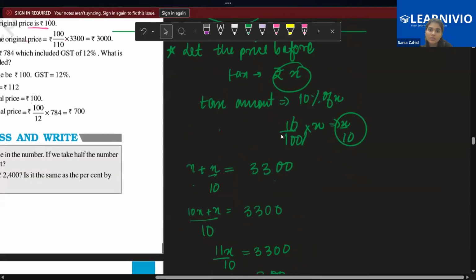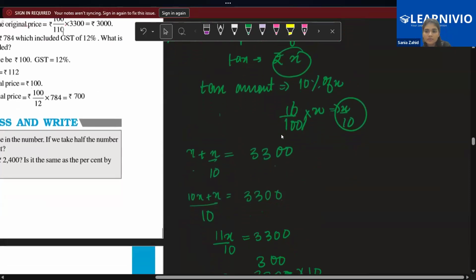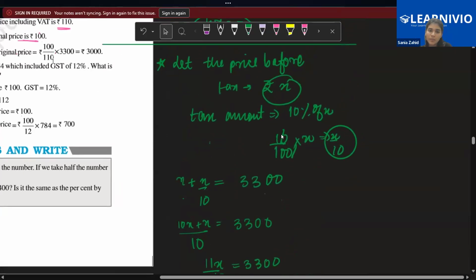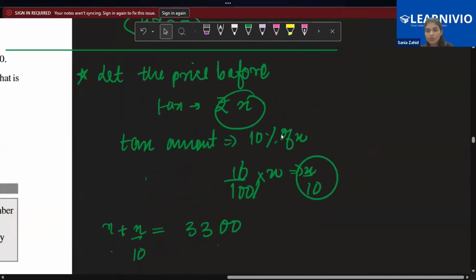Harmeen, you still didn't understand this method? Shall I explain you again? Yes, ma'am, you can. Look here. I did not know the original price, so I'm assuming it to be X rupees. What was the tax percentage? 10 percent. So what does my tax amount become? Tax amount we find by multiplying tax percentage with the original amount. So 10% of X is equal to 10 by 100 into X, that's X by 10. This much do you understand?